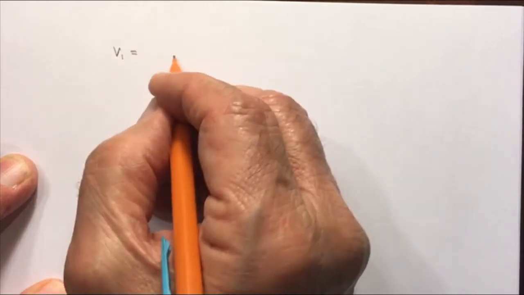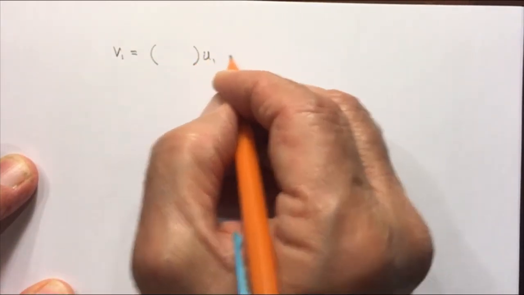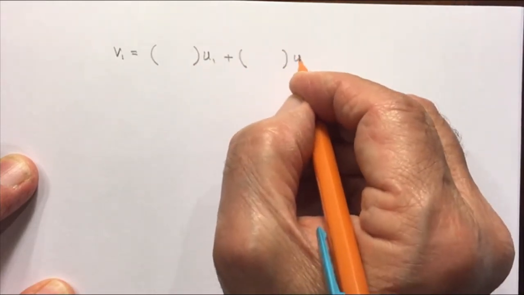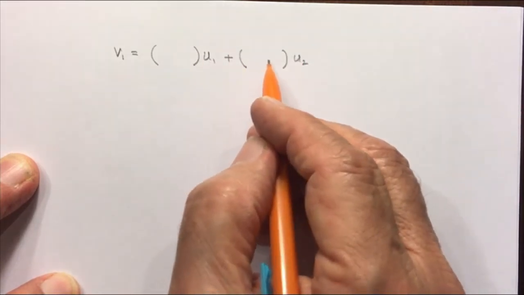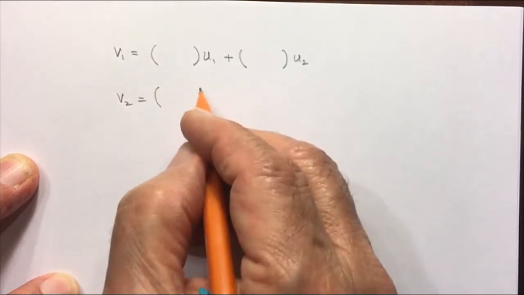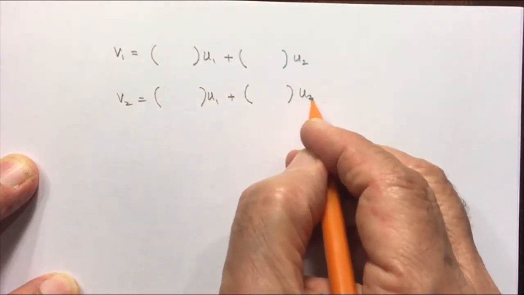V1 in terms of U1 and U2. So it's something times U1 plus something times U2. So if we know the U1 and U2, and inside we'll have the masses, we can get the V1. And we can get the V2 again if we know the U1 and we know the U2.